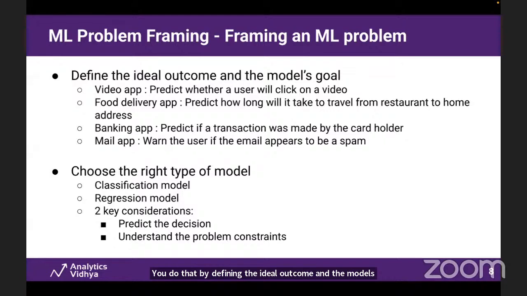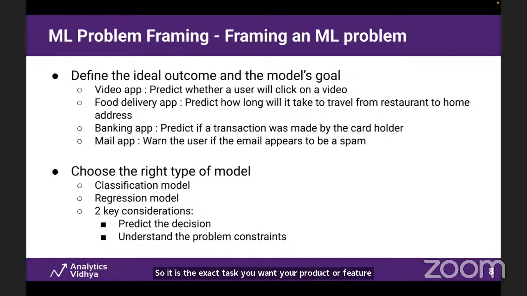So for example, for your food delivery app, we wanted to know the travel time, right? The ML problem would be we want to predict how long it will take to travel from the restaurant to the home address. In case of a banking app, we want to predict if a transaction was made by the card holder or is it a fraud or someone else, right? Or in case of a mail app, we earlier discussed spam and not spam, but what's an ideal outcome, right? We want the model to warn the user if the email appears to be spam, right? So this is pretty much in line with the state the goal section that we discussed. It is the exact task you want your product or feature to perform.